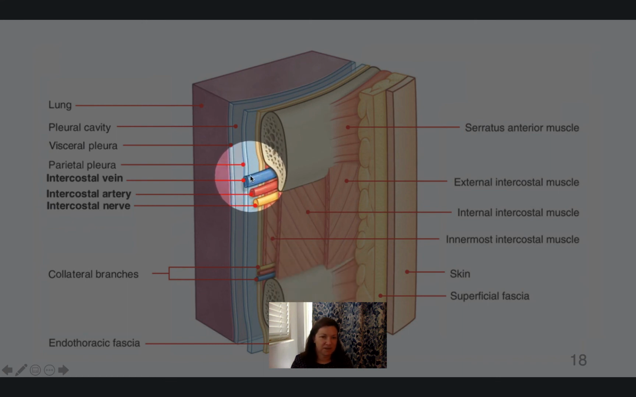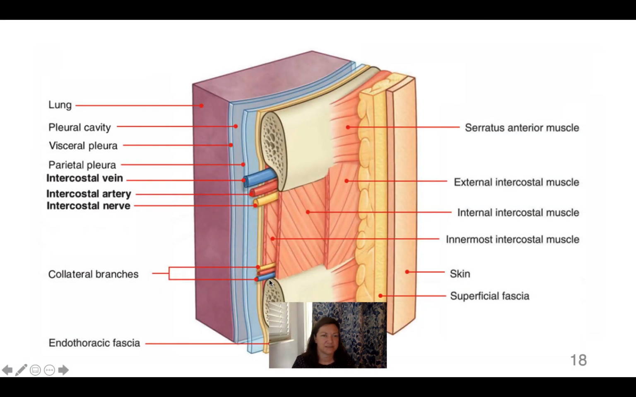Those are the main branches that reside at the rostral part of each intercostal space. And there are also collateral branches. And so I'll insert another slide on this because I don't know if you've seen this diagram, but these are the nerves, arteries, and veins that originate posteriorly and sweep anteriorly within each intercostal space.